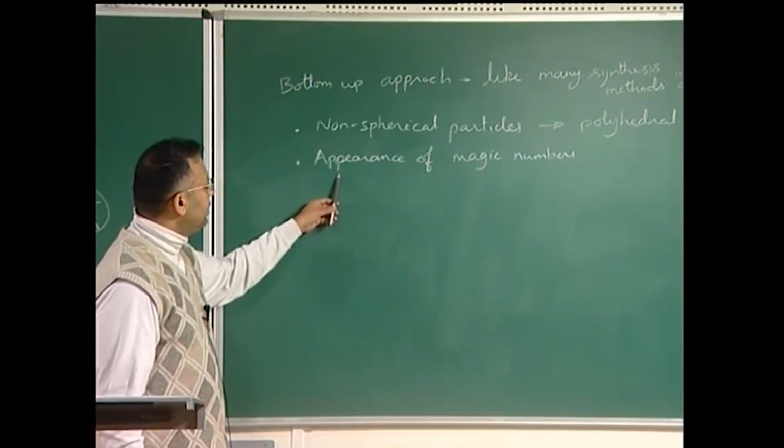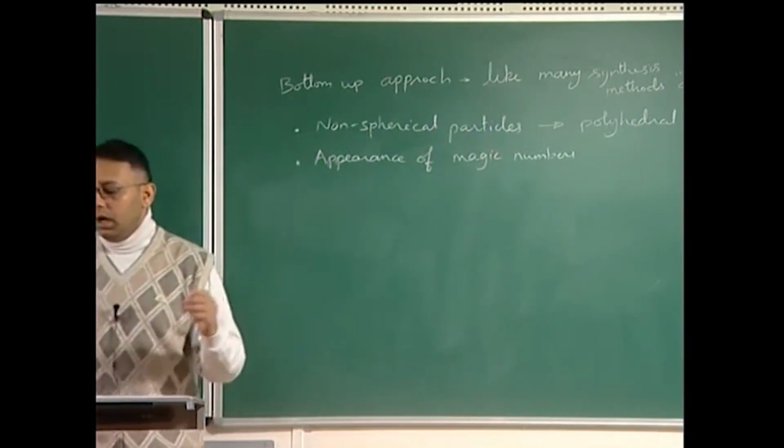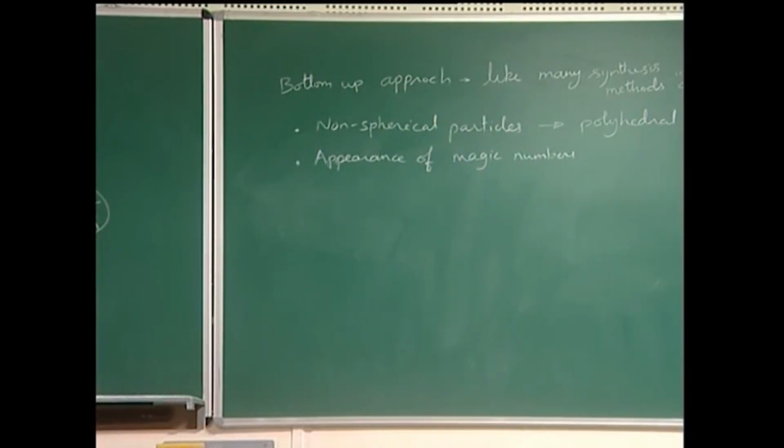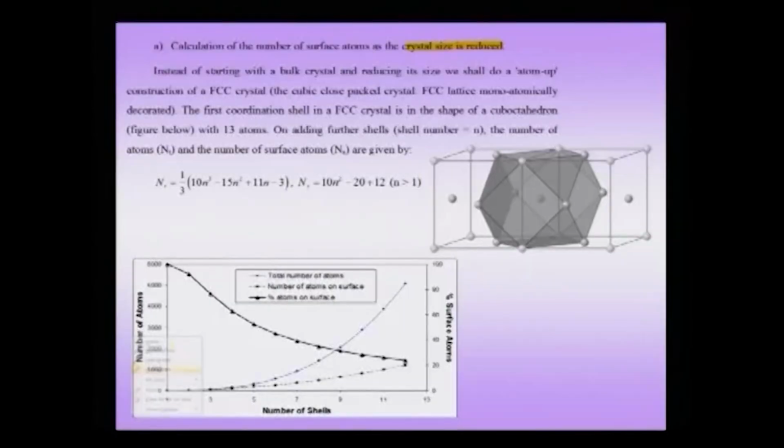And there is an additional factor, that there are magic numbers which appear. These magic numbers may be stabilized by electronic configuration, etc., but here we will see that because of purely geometric reasons such magic numbers may appear. So, instead of starting with a bulk crystal and reducing its size, we do a bottom up construction, and as an example let us take a cubic close packed crystal, and here we take the first coordination shell of such a crystal. I have here a shape which is known as a cuboctahedron, which is between a cube and an octahedron, and it is the coordination polyhedron in FCC.